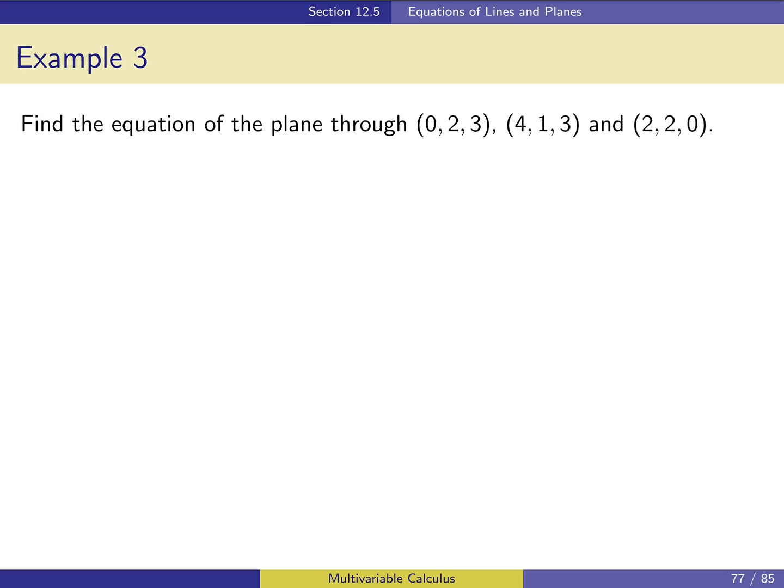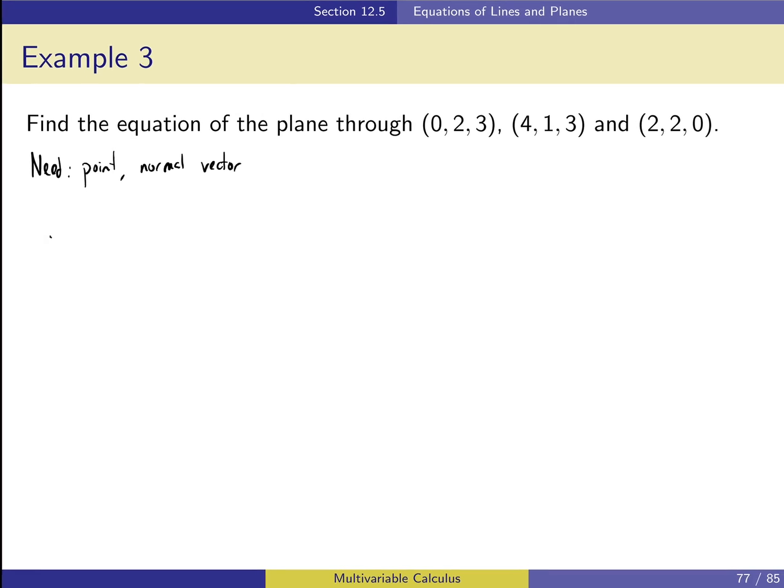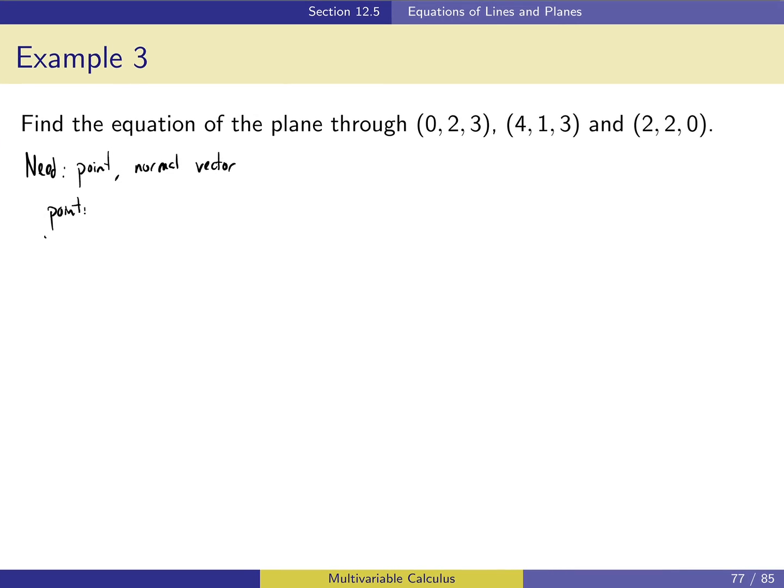So let's practice using this form a little bit. First, let's find the equation of a plane that goes through (0, 2, 3), (4, 1, 3), and (2, 2, 0). Let's remember what we need. We need a point, and we need a normal vector. Well, we have a selection of points here, and it doesn't matter which one we use. We will get a correct equation. So for our point, we could use (0, 2, 3), and that's going to be our x naught, y naught, z naught.